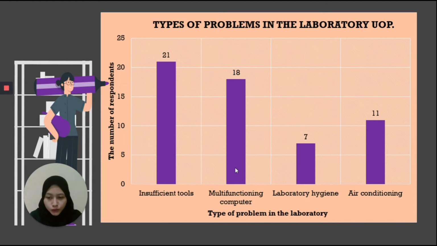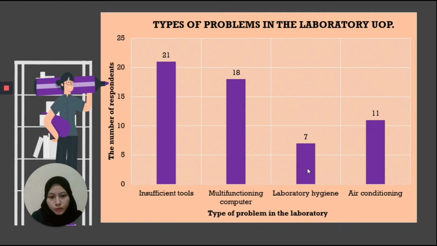Based on the graph, it can be seen that the problem of insufficient tools are slightly more than the multifunctional computer, with 21 and 18 in 2020. Insufficient tool is the most drastically happen in the laboratory with the highest number of respondents, which is 21 in 2020.